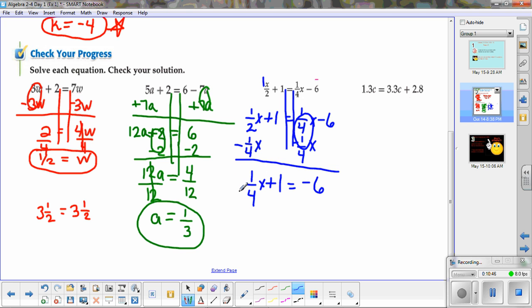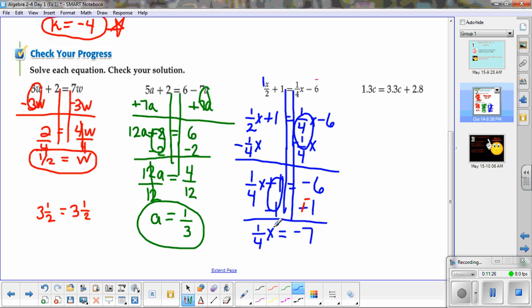Now, to get the x by itself, we need to get rid of the plus 1. We're going to get rid of the plus 1 by, sorry, not adding, by subtracting 1 from both sides. Plus 1 minus 1, that's going to be 0. And we're left with 1/4 x on the left. And on the right, -6, take away 1 more, or plus a -1. -6 plus a -1, that is going to be -7.